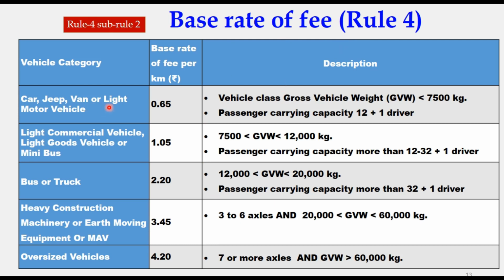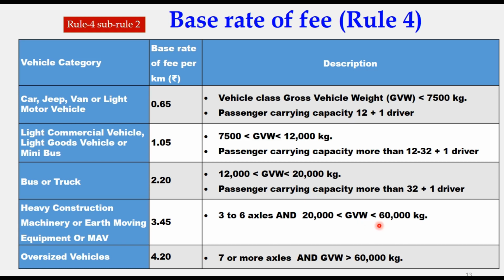For car, jeep, van, light motor vehicle, it is 65 paisa per kilometer, and for bus and truck, it is 2.2. It is 4.2 for oversized vehicles. And these are the descriptions of these vehicles. What should be their gross vehicle weight? What should be the passenger carrying capacity? And what should be the number of axles in case of commercial vehicles?